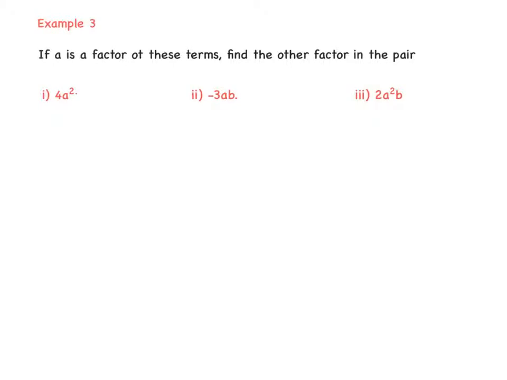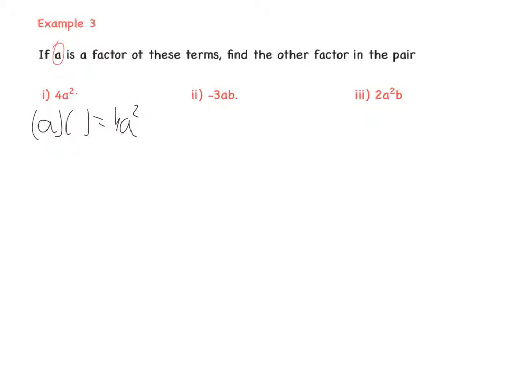Okay, now we know that a is a factor of these terms, and we need to find the other factor, okay? So let's start with the first one. We have 4a squared. We need to follow method 1 or method 2, whichever you wish. I'll do both, and you take down both into your copy, and then you can choose whichever is easier for you, okay? So a multiplied by what gives you 4a squared, okay?